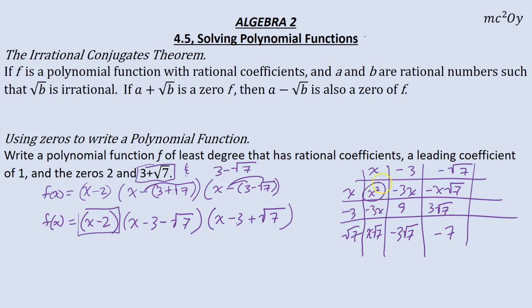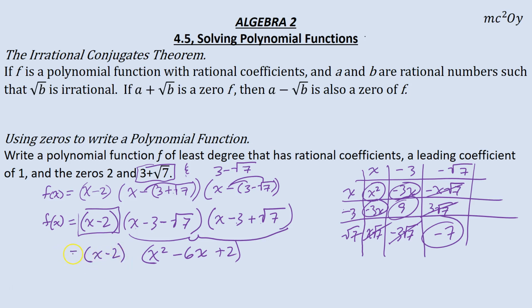So I look at this now. From this stuff right here, I get x squared. And negative 3x and negative 3x is negative 6x. Then this negative x root 7 and this positive x root 7 cancel. This negative 3 root 7 and this positive 3 root 7 cancel. I have 9 minus 7, which is positive 2. So that whole piece becomes x squared minus 6x plus 2. And I'll bring down that x minus 2 there.